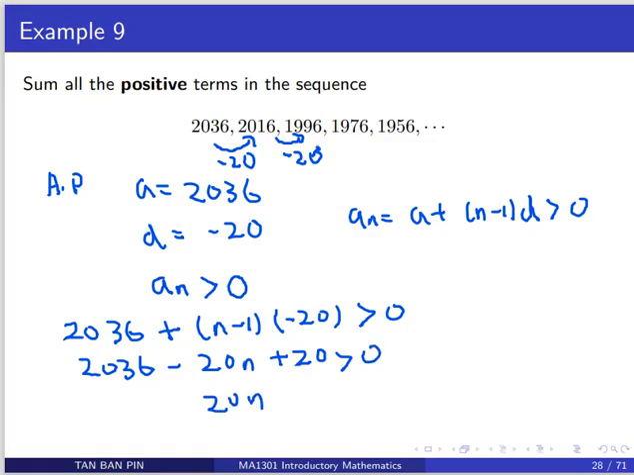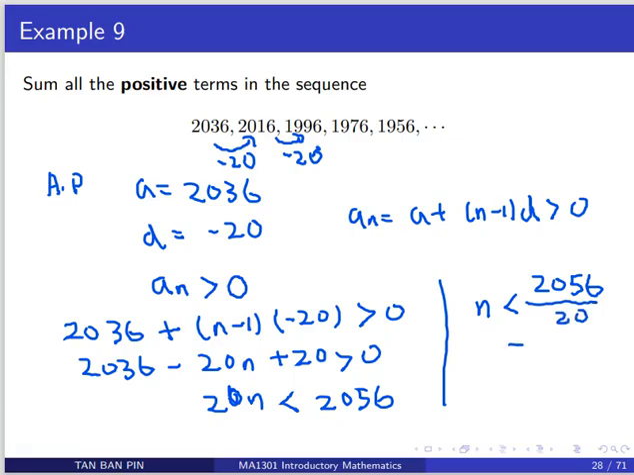So 20n, we can move around. So 20n is less than 2056. So with that, we need n less than 2056 over 20. This works out to be 102.8. So which means n must be less than or equal to 102. So the last positive term of the sequence will be a_102.